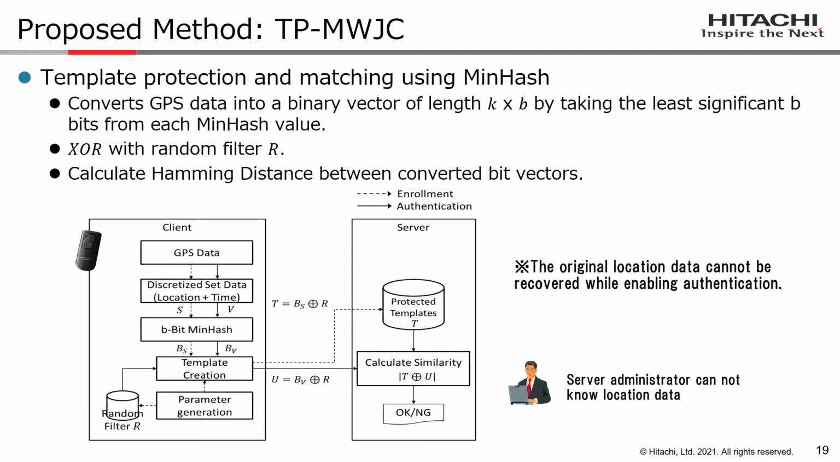This figure explains the overall system architecture of TP-MWJC. The dotted line is the steps of the enrollment phase. The solid line is the steps of the authentication phase. The application converts GPS data into a bit vector, B, using MinHash. The converted bit vector is XORed with a user-specific random filter R. Then the key R is stored at each user's device.